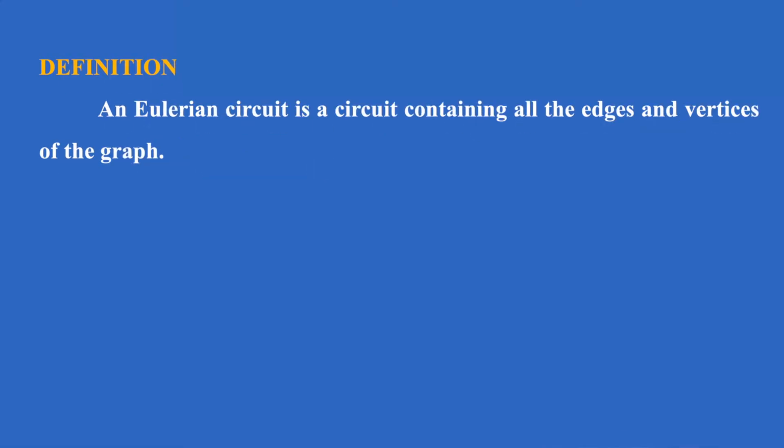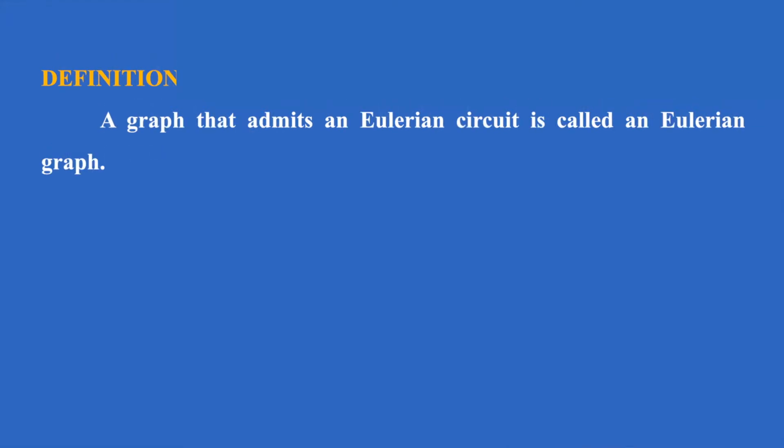Now let us see the definition of an Eulerian circuit. An Eulerian circuit is a circuit containing all the edges and vertices of the graph. Let us now check whether a certain graph is Eulerian. The definition of an Eulerian graph: a graph that admits an Eulerian circuit is called an Eulerian graph.